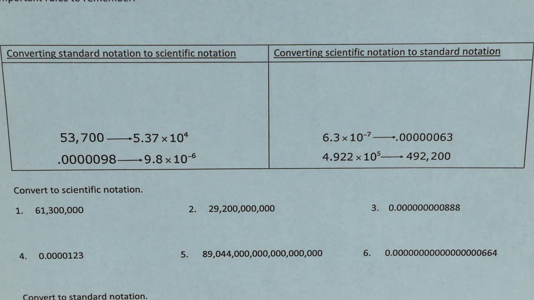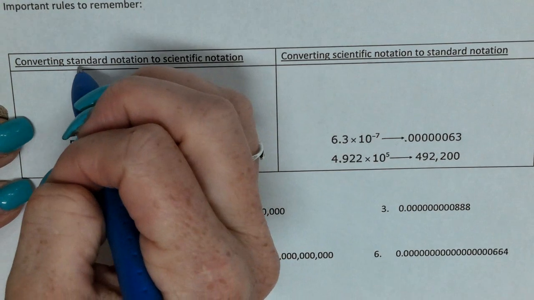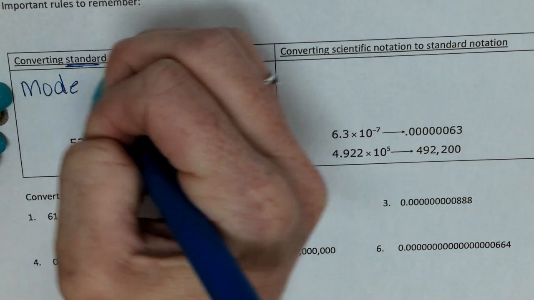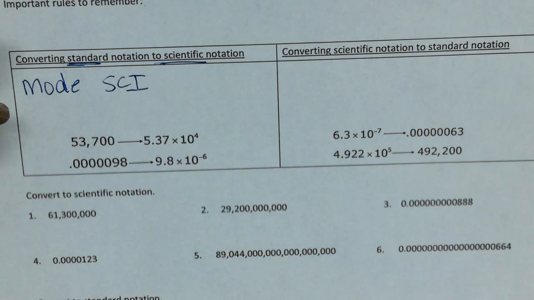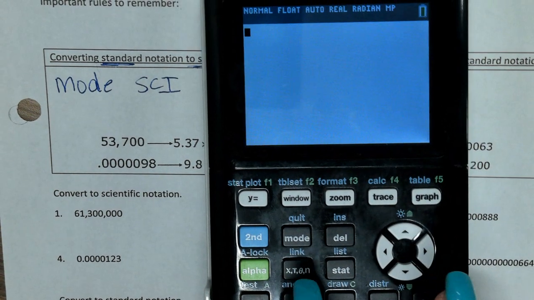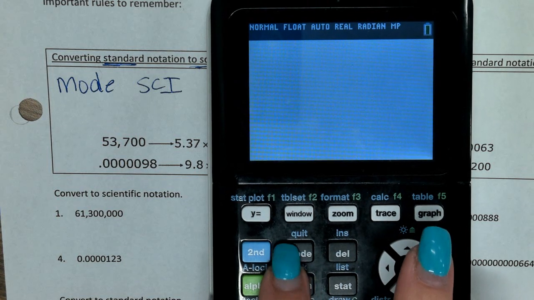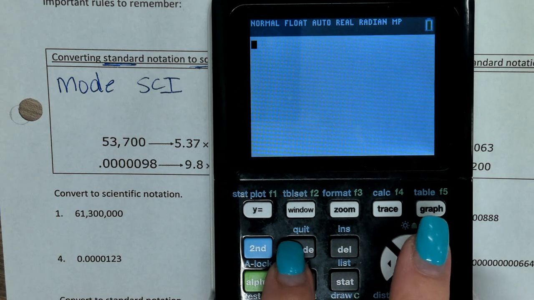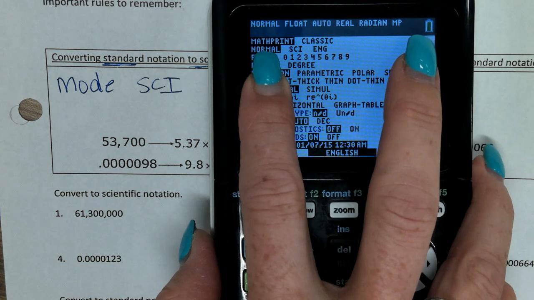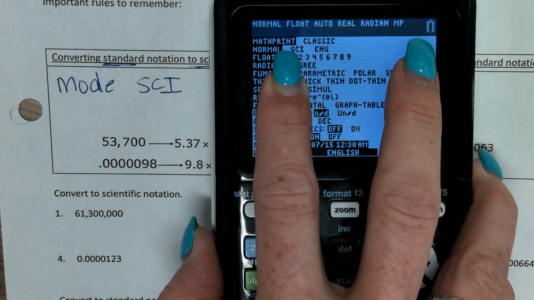Now guess what? Your calculator is going to do this for you. So I'm going to teach you how to do that, and you're going to write it right here. So to do it in your calculator, to go from standard to scientific, you're going to go to mode SCI. And it's literally going to do it for you. So everybody turn your calculator on, find the mode button, which is here. Did y'all find it? Hit mode. Do you see normal? And then right next to it, it says SCI.